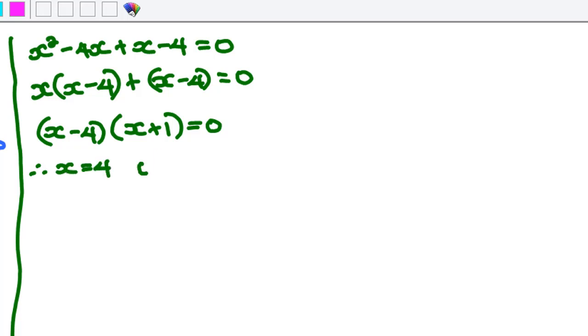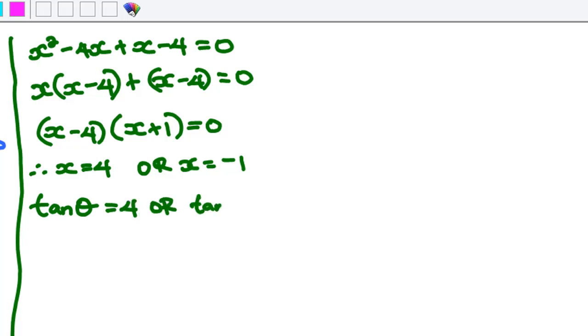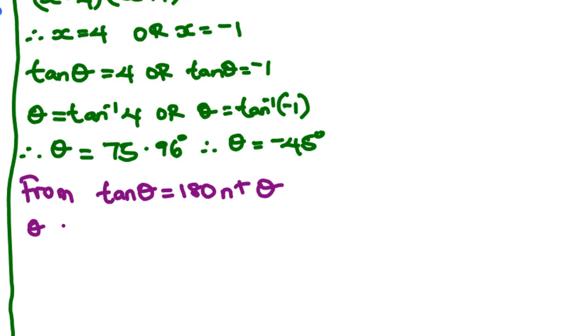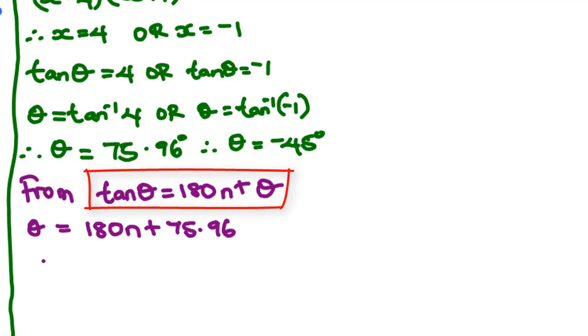And therefore we state the law of 0, which says that either x is equal to 4 or x is equal to negative 1. And then we later substitute in the value for x, which was the trig function tan theta. So either tan theta is equal to 4 or tan theta is equal to negative 1. We proceed by obtaining what we call the principal value for arctan: theta is equal to arctan 4, and also arctan negative 1, where we obtain the first principal value as 75.96 and the second principal value as negative 45. Now we substitute that into our formula for tan, which is 180n plus theta.